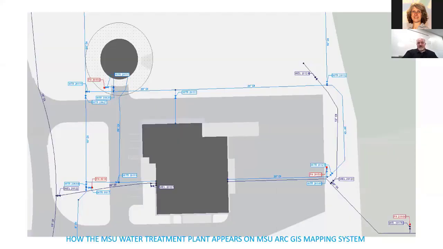This is the ArcGIS of the water mains that supply the water treatment plant and are the distribution system. Some of it is new that surrounds the plant and where the tower is fed, and then the tower supplies the system.